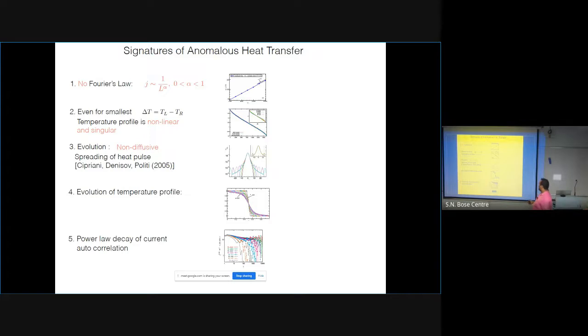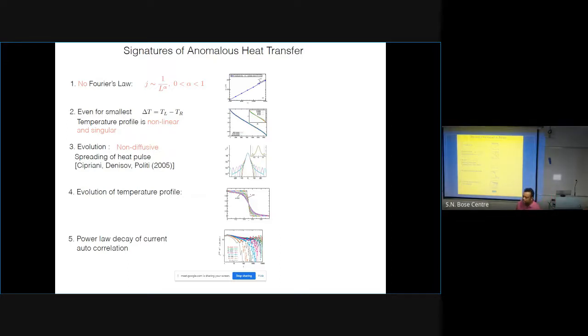There are experiments. At least people have seen signatures of non-diffusive transport, but not very clearly, because it is very difficult to manipulate heat pulses, unlike electron transport. In 2D systems, they put in a laser pulse, creating a heat pulse, and look at the temperature profiles on the other side, but it is not very conclusive. But there are experiments.